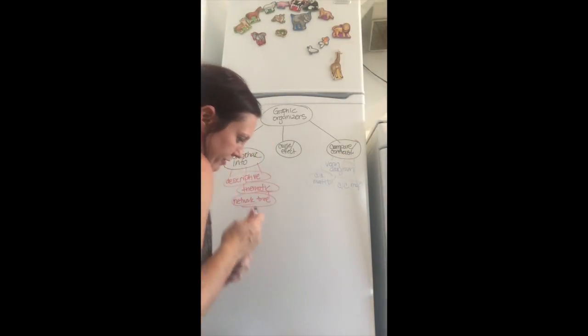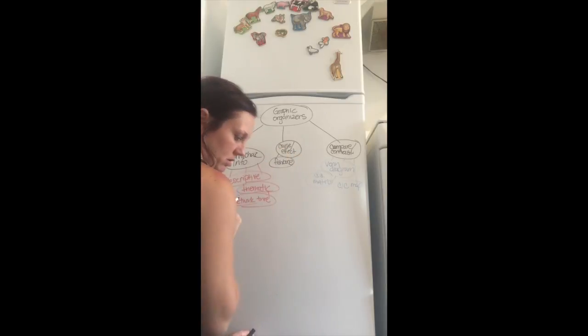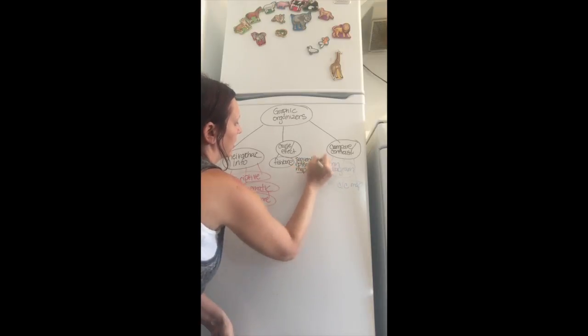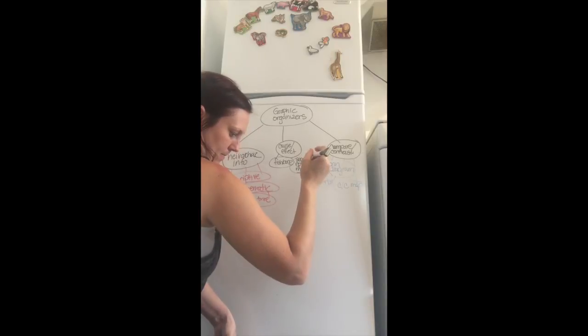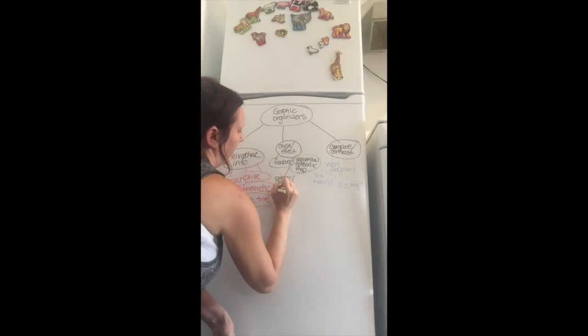In the middle here, cause and effect are the fishbone, the sequential episodic map, and the problem solution map and outline.